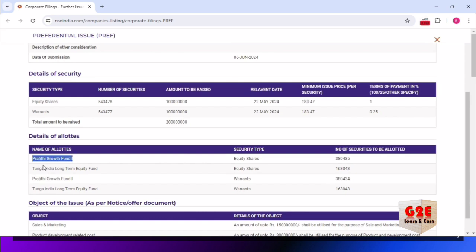Here we see Praditi Growth Fund and Tungo India Long Term Equity Fund. These are portfolio management companies. They collect money from the general public who would like to invest for the long term, and they invest it in long term funds. That's the reason these people are getting preference shares from this company, some portion in equity shares and some portion in warrants.